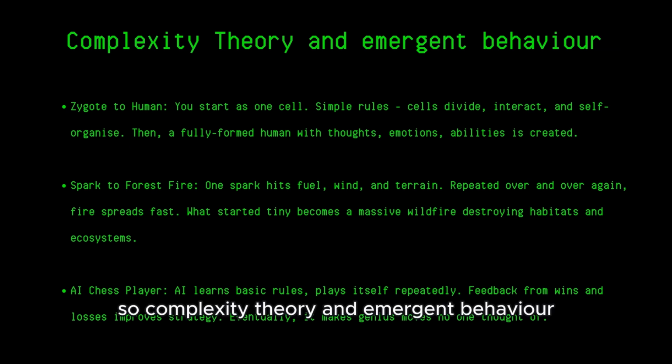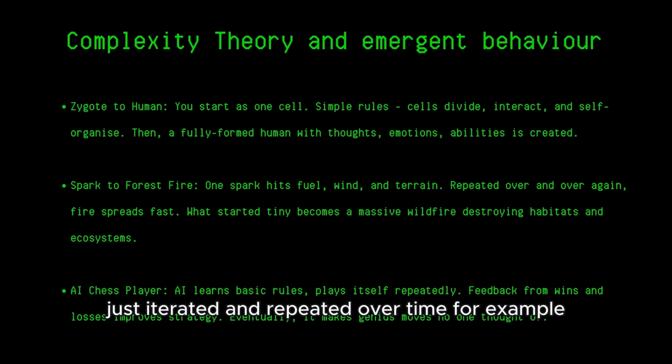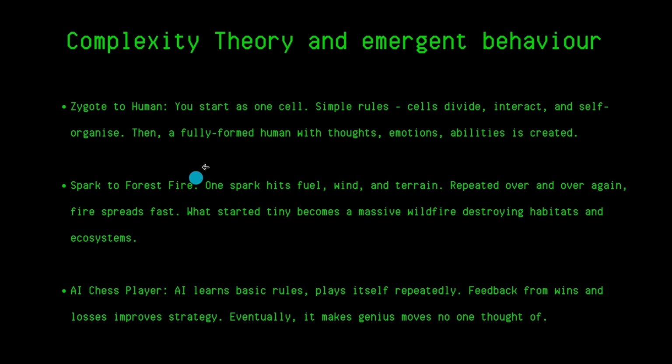So let's move on to the fourth why: complexity theory and emergent behavior. The core idea is that all the complexity we see in the world might actually stem from a few super simple rules, just iterated and repeated over time. For example, zygote to human. You start as one cell, simple rules. The cells divide, the cells interact, and then self-organize. Then suddenly, a fully formed human with thoughts, emotions, and abilities is created just from a simple cell dividing.